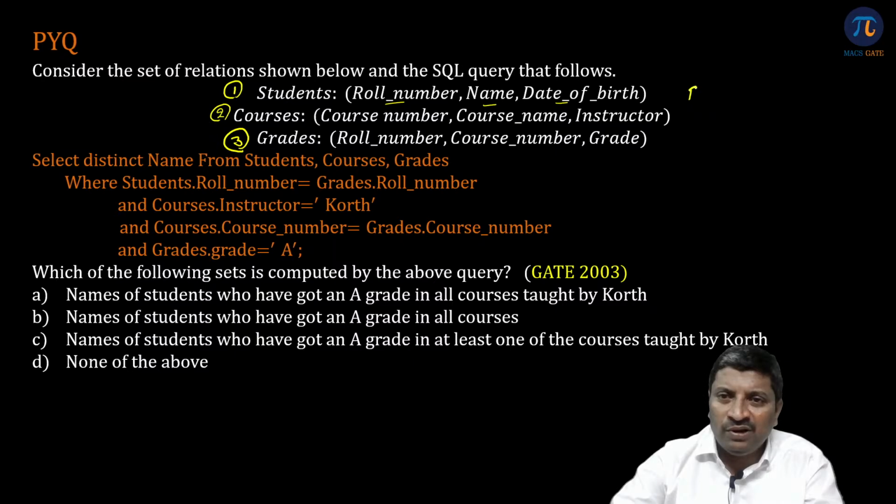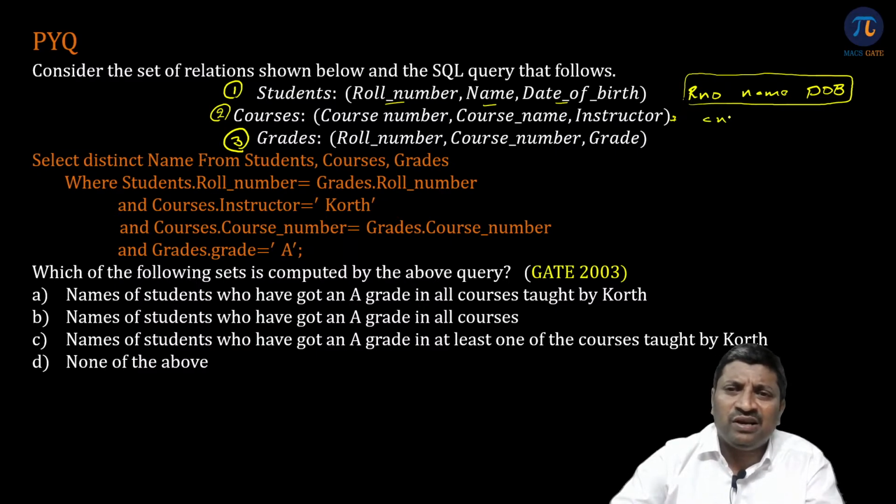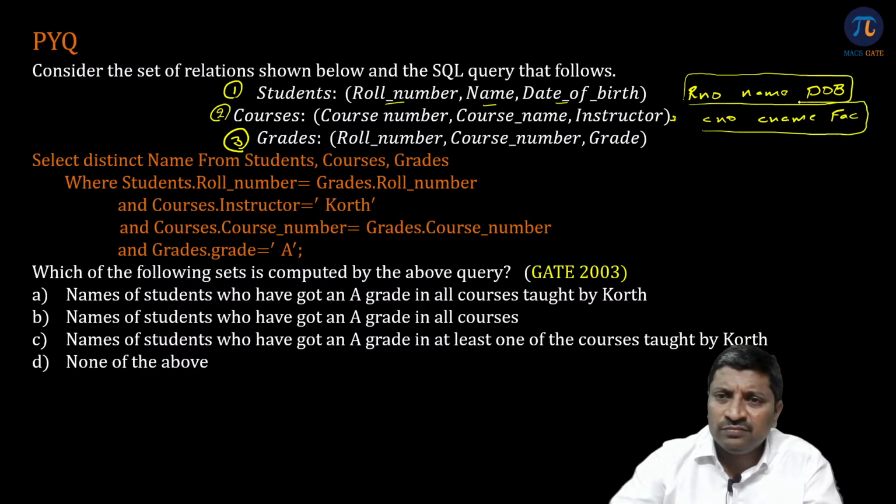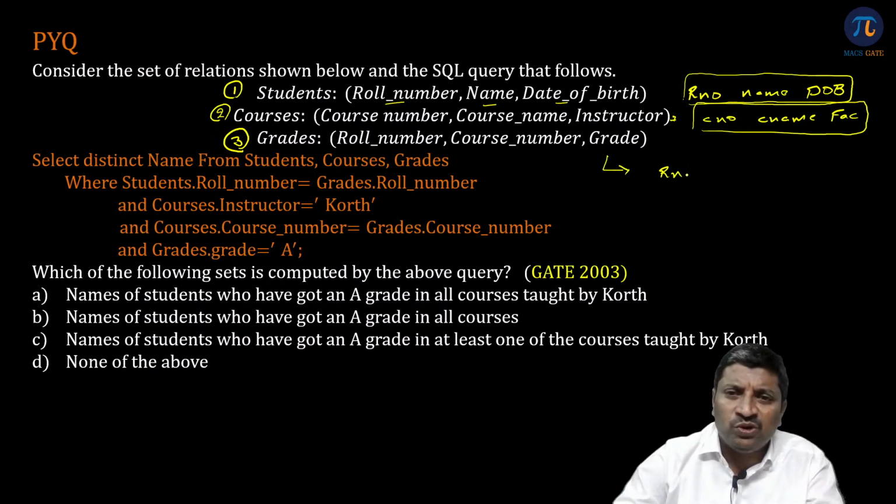Roll number, name, date of birth. That is the first table. What about the courses, sir? Course number. They may have given something like course code, course name, and the faculty or instructor, anyone. What about the third one? Roll number, the student roll number. What is the course number he registered? In that course, how much grade he got?